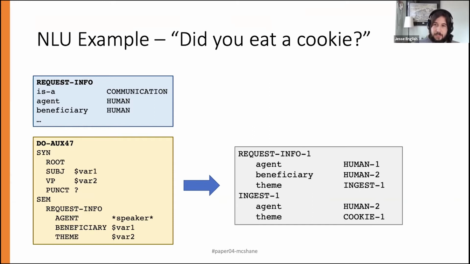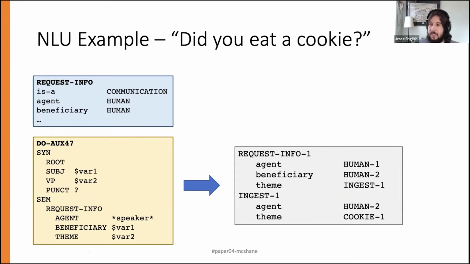And in the agent's lexicon at this point, it has some sense of the word did or do. You can see this sense in the bottom left corner. We don't need to hit all the details, but basically it connects the syntax, looking for a subject and verb phrase, pairs them to some variables, and then connects them to an instance of this ontological concept of request info.